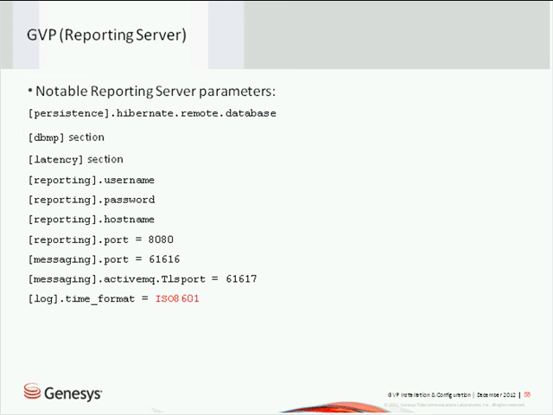Some notable parameters. So the persistence hibernate remote database. If you happen to be using Oracle RAC, basically you mix this parameter with the hibernate remote URL parameter and send connection request to Oracle. However, Oracle doesn't like that, so you should be blanking this out if you're using Oracle RAC, and that should allow your connections to be working correctly.